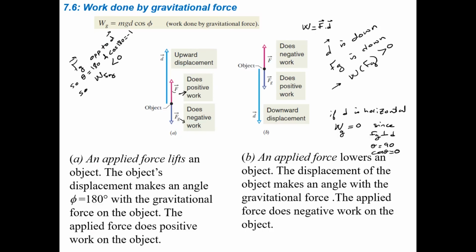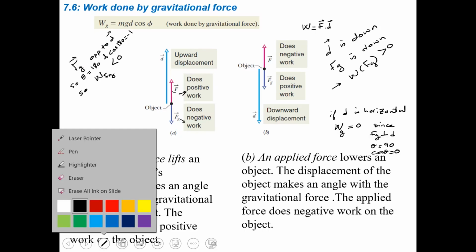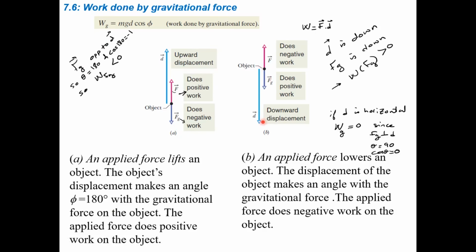Whereas, see in figure B, when the displacement is down, it's the other way around. When the displacement is downward, gravity is along the displacement. The angle between them is 0. And the result is that the work done is positive, and gravity is supporting this motion. Gravity is doing positive work, it's supporting this motion, it's giving energy to the system.